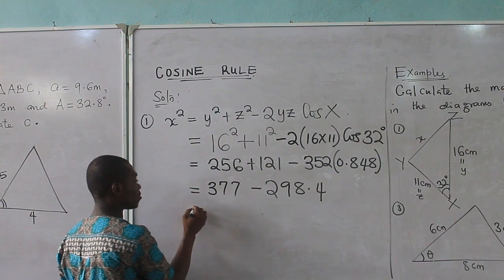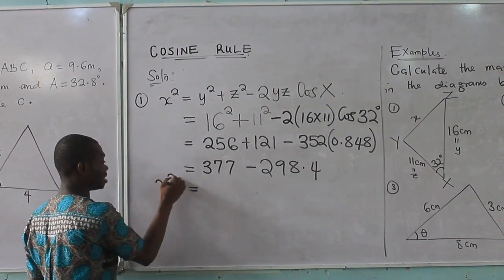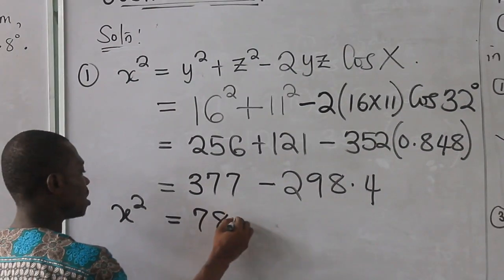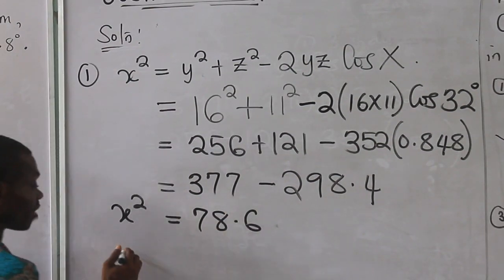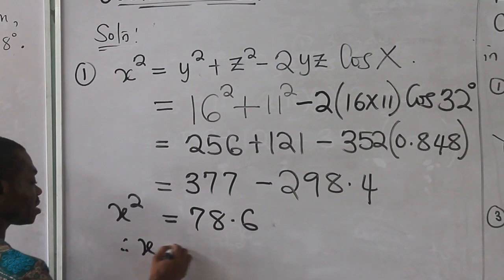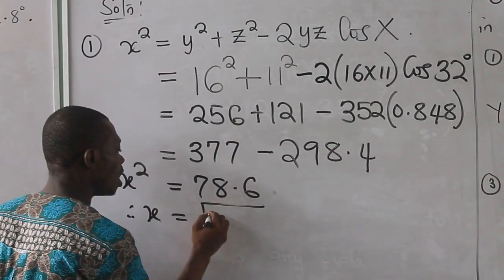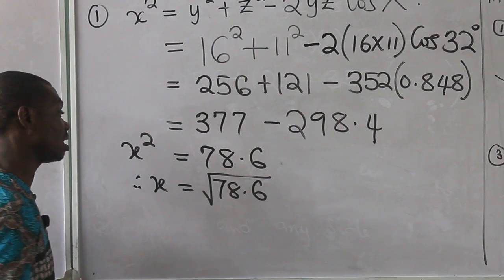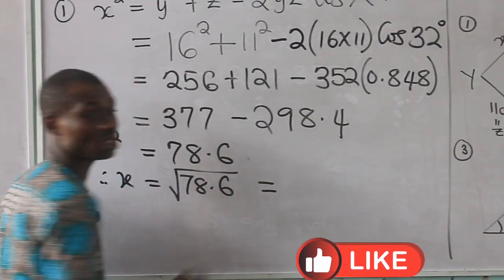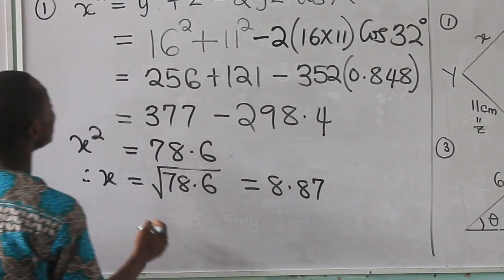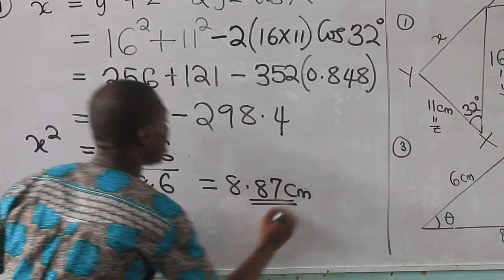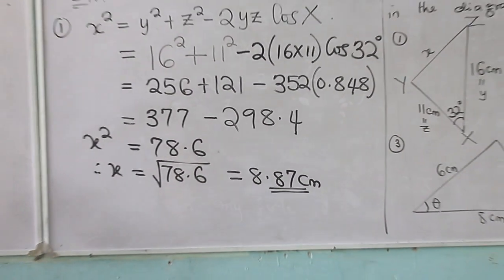Alright, and when you now subtract, remember that this is our x squared. That's going to give us what? Alright, so now and finally, our x is going to be the square root, of course, the positive square root of 78.6, and which is equal to, so we have 8.87, and the unit is centimeter. Alright, so that is equal to that.